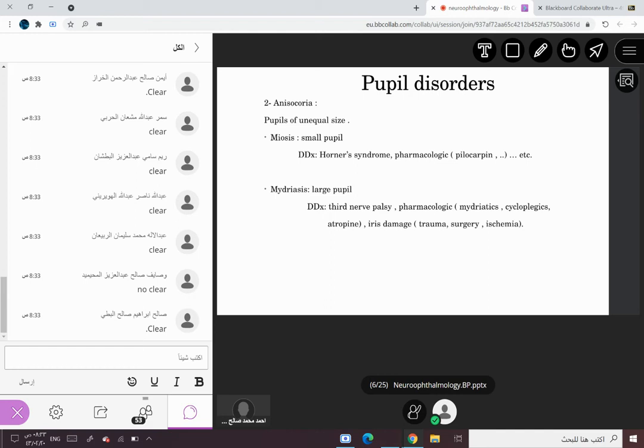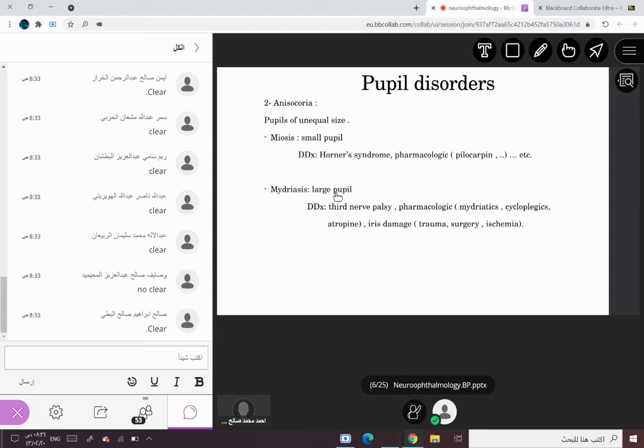So we have something called anisocoria. Anisocoria, very simple. It's pupils of unequal size. Anisocoria means pupils of unequal size. So we have miosis and we have mydriasis. Miosis means small pupil. So the differential diagnosis of small pupil: we have Horner syndrome, or it could be pharmacological, like pilocarpine and others.